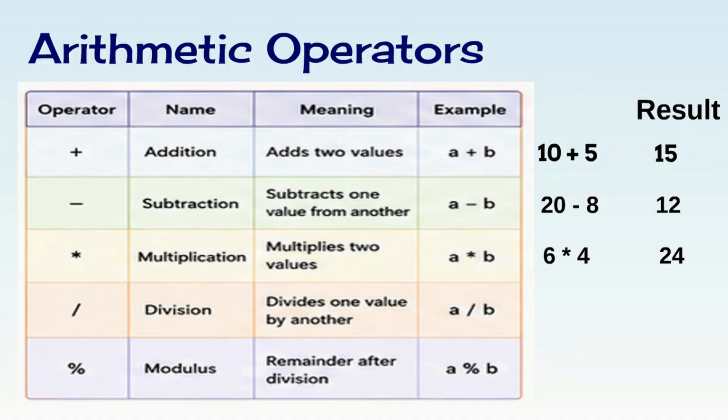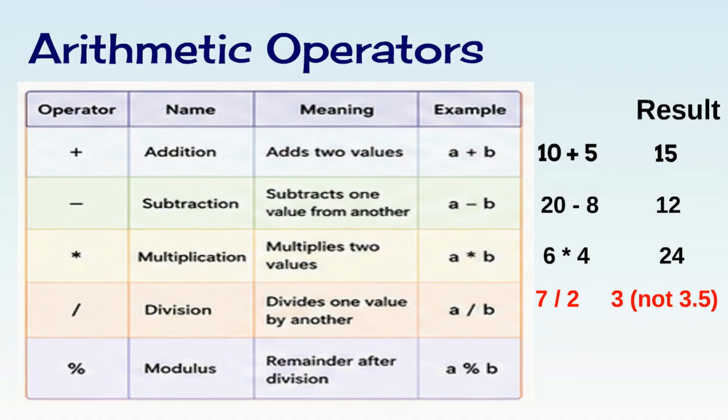Division operator. The division operator uses the forward slash. It divides one value by another. However, there's something important to remember. If both operands are integers, C++ performs integer division. For example, 7 divided by 2 produces the result 3, not 3.5. The decimal part is discarded.